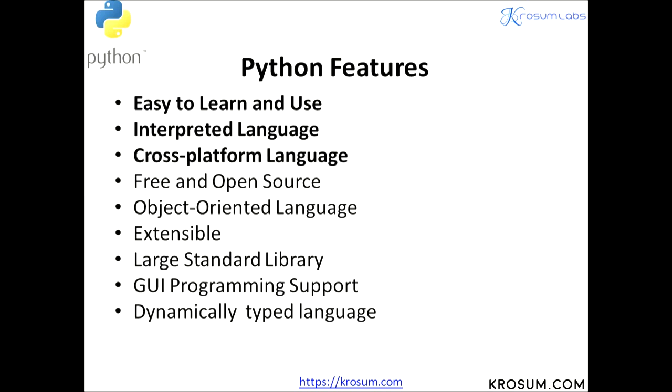And third point, cross-platform language. Python can run equally on different operating systems such as Windows, Linux, Mac OS. So we can run the program on any operating system. That's why the term is cross-platform. If a language supports any operating system, it is called a portable programming language. So Python is a portable language. The same code you can run on Windows, Linux, or Unix like operating systems.